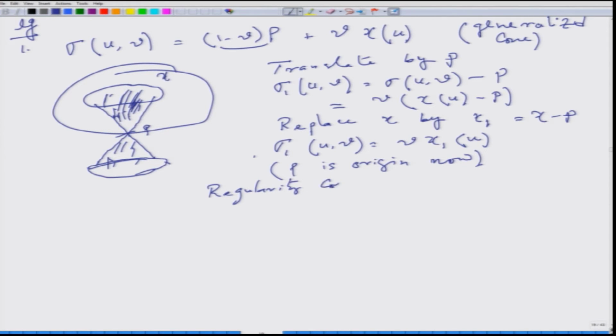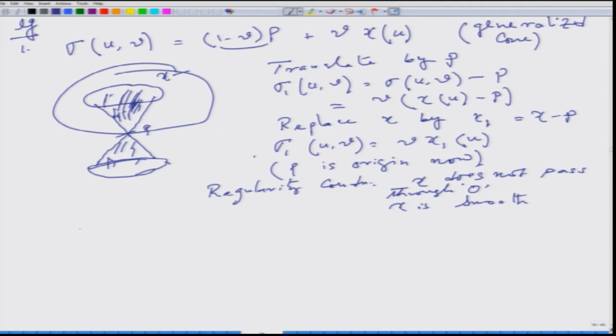Regularity condition: last time we saw that gamma does not pass through the origin, and gamma is a smooth curve, of course. I take this gamma to be smooth, to get a regular smooth surface. Okay.